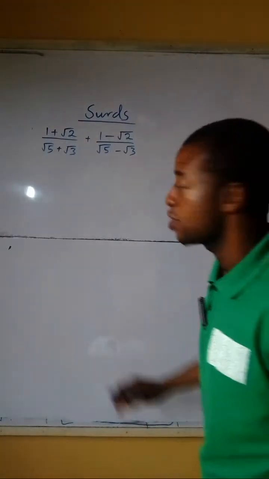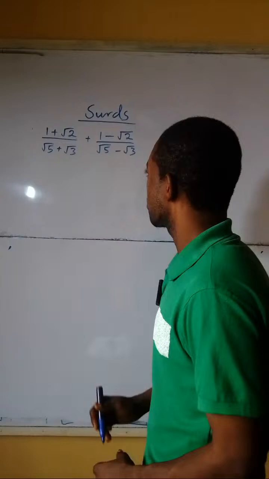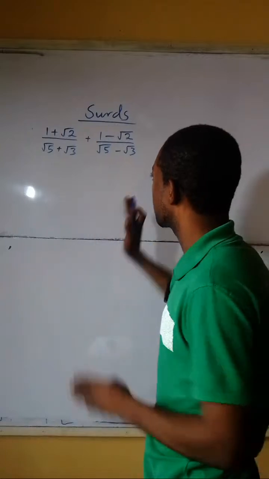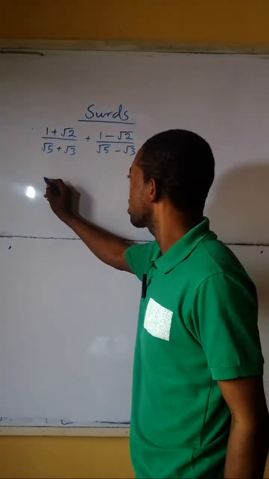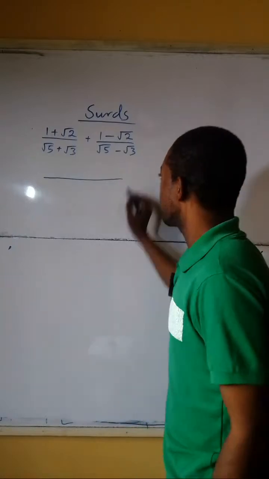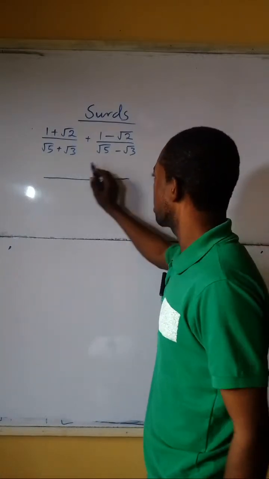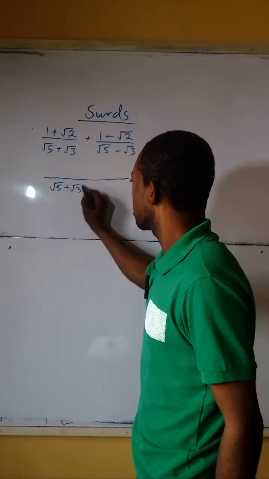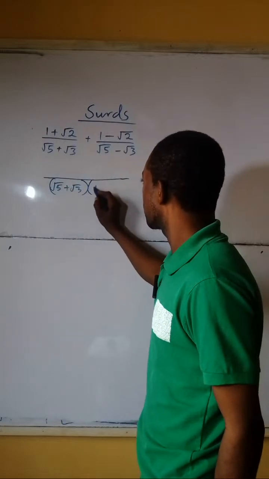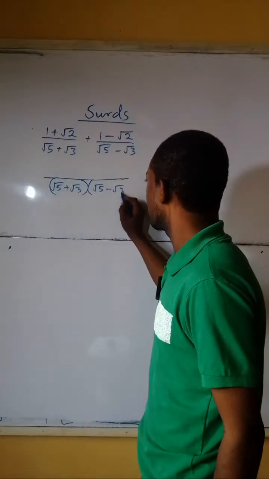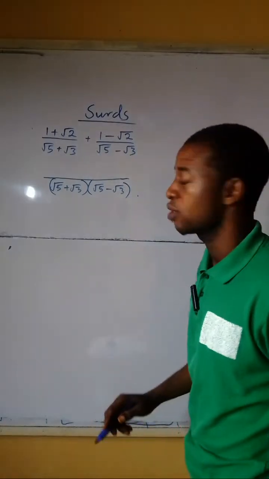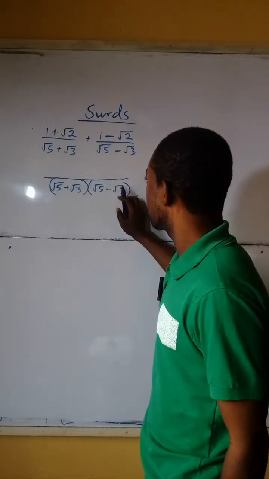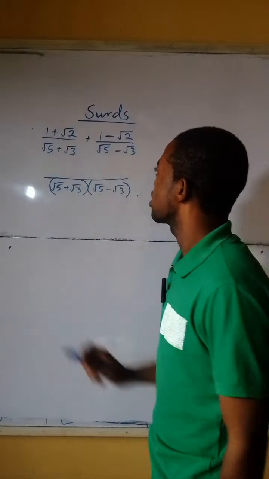From what we have here, we have two fractions adding up together, so we can solve this by bringing it together as one fraction, which implies that we take the LCM, which is the product of the denominators. So we have root 5 plus root 3 multiplying by root 5 minus root 3. And just the same way we handle fractions, we have root 5 plus root 3 goes here, it remains root 5 minus root 3, then root 5 minus root 3 times 1 plus root 2.